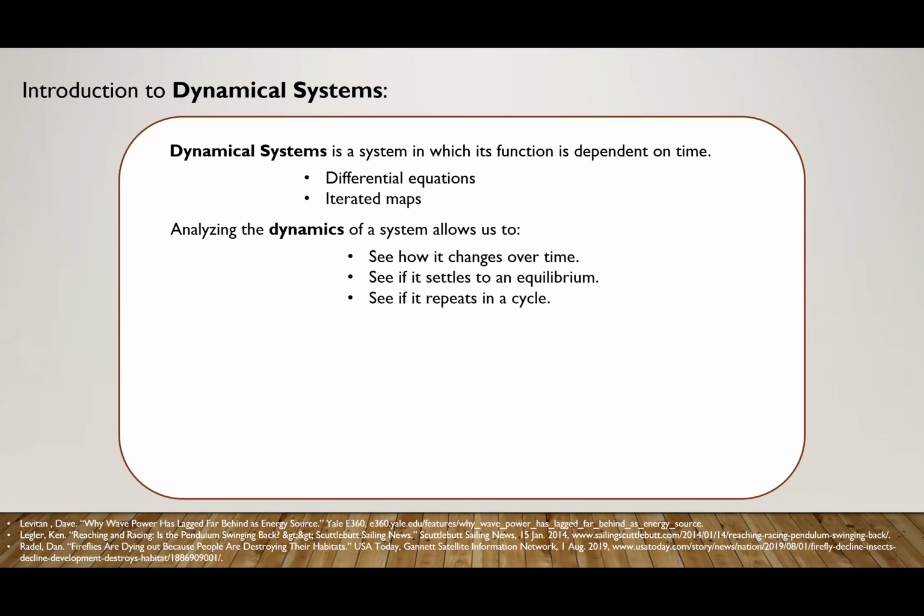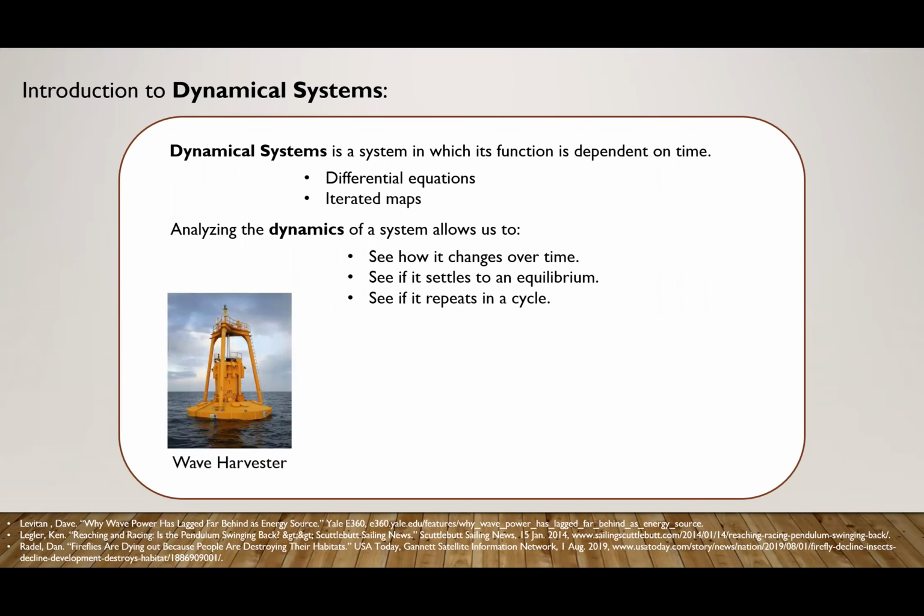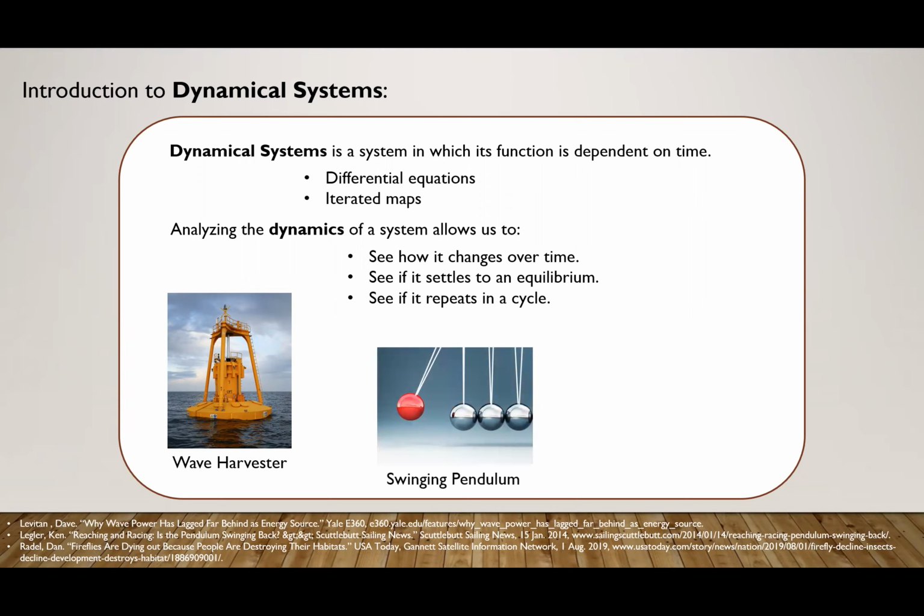Here, we're going to see some examples that could be classified as a dynamical system. A wave harvester uses the repeated motion of the ocean waves to harvest kinetic energy from it. A common example is a swinging pendulum, where an object that has been moved from its initial position is let go from a certain height until it stops at its resting point.